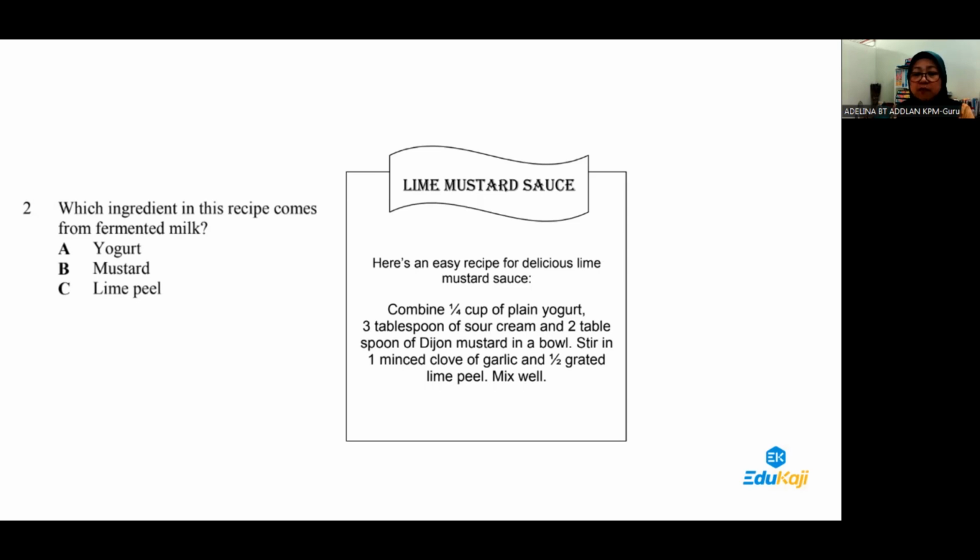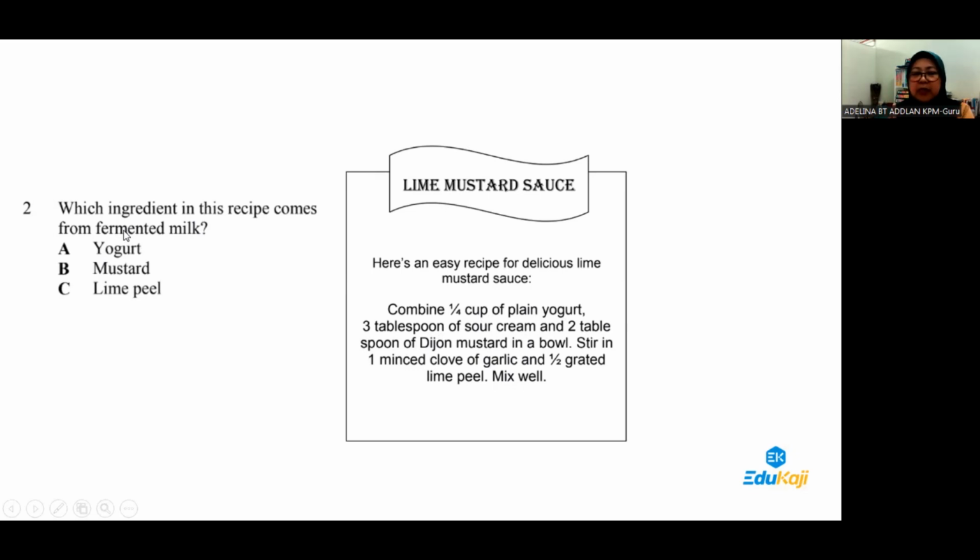Combine 1/4 cup of plain yogurt, 3 tablespoons of sour cream, and 2 tablespoons of Dijon mustard in a bowl. Stir in minced clove of garlic and half grated lime peel. Mix well. Right? Here the ingredients are already mentioned to you. You've got plain yogurt, sour cream, Dijon mustard, garlic, and grated lime peel. So which ingredient in this recipe comes from fermented milk?